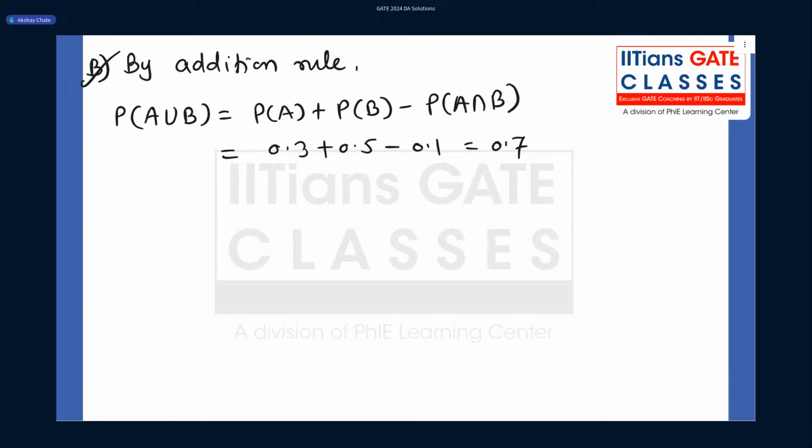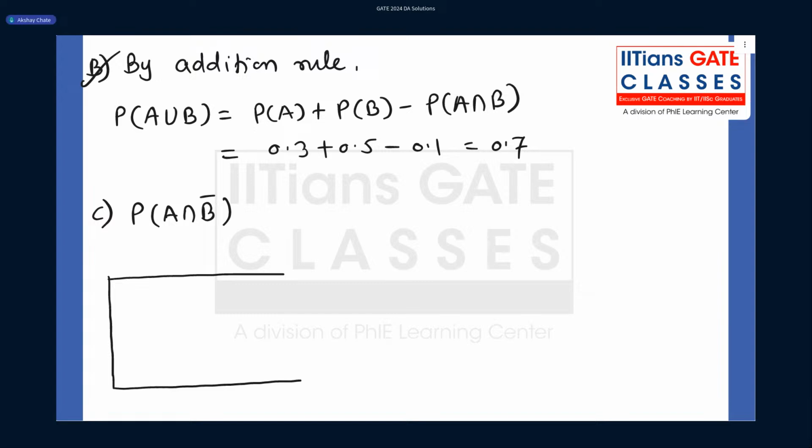Now we can check option C. It says, what is the probability of A intersection B complement. Sometimes they write it as B bar. I'll choose B bar because it is easy. Otherwise, sometimes people get confused between superscript and normal script. So here, if you don't remember the formula, you can draw a Venn diagram just to clarify yourself.